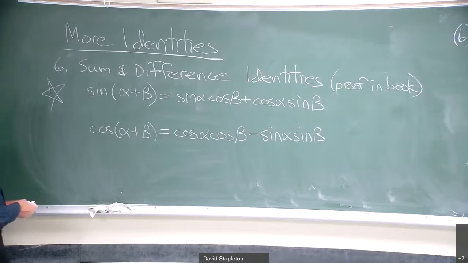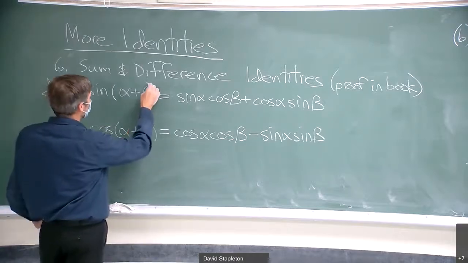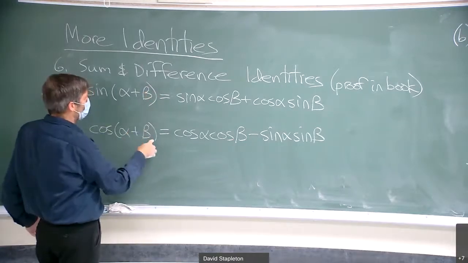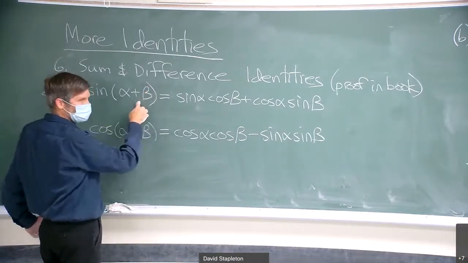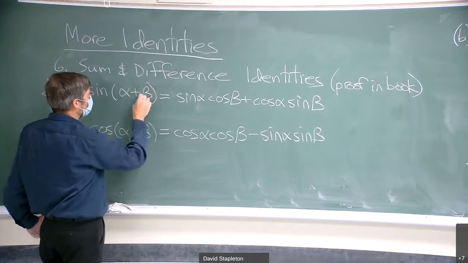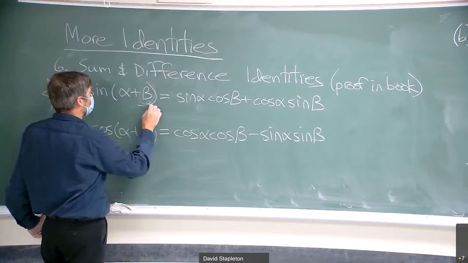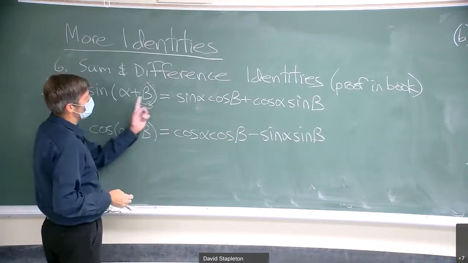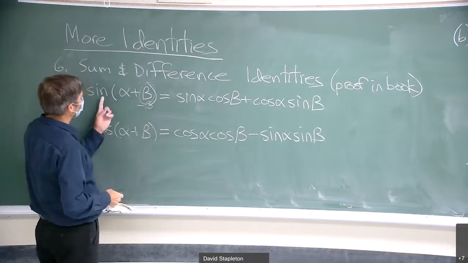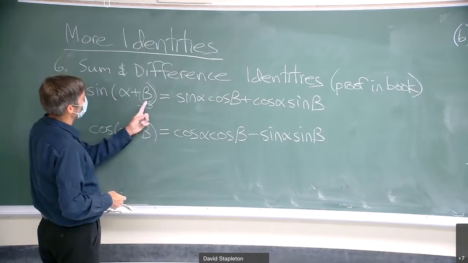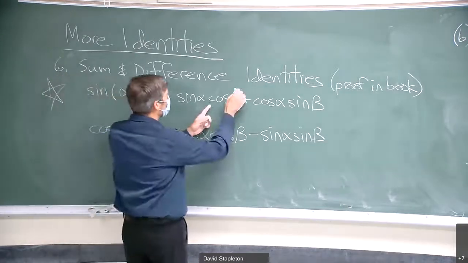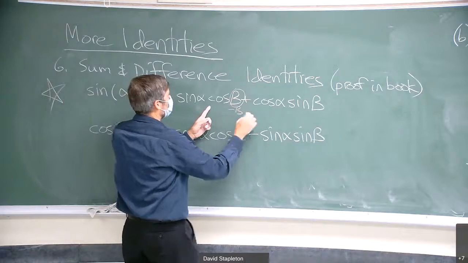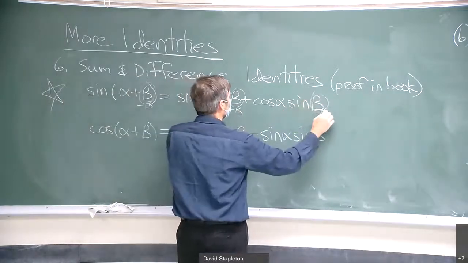Because suppose I replace beta, this will be a proof. Once you have these two, actually once you have the first one, you can prove all of them. But suppose in this one I replace beta with minus beta. This will help you memorize the next one. If you memorize this one, you can figure out the next one. Suppose I replace beta with minus beta over here. What happens over here? I replace beta with minus beta here, and beta with minus beta here.